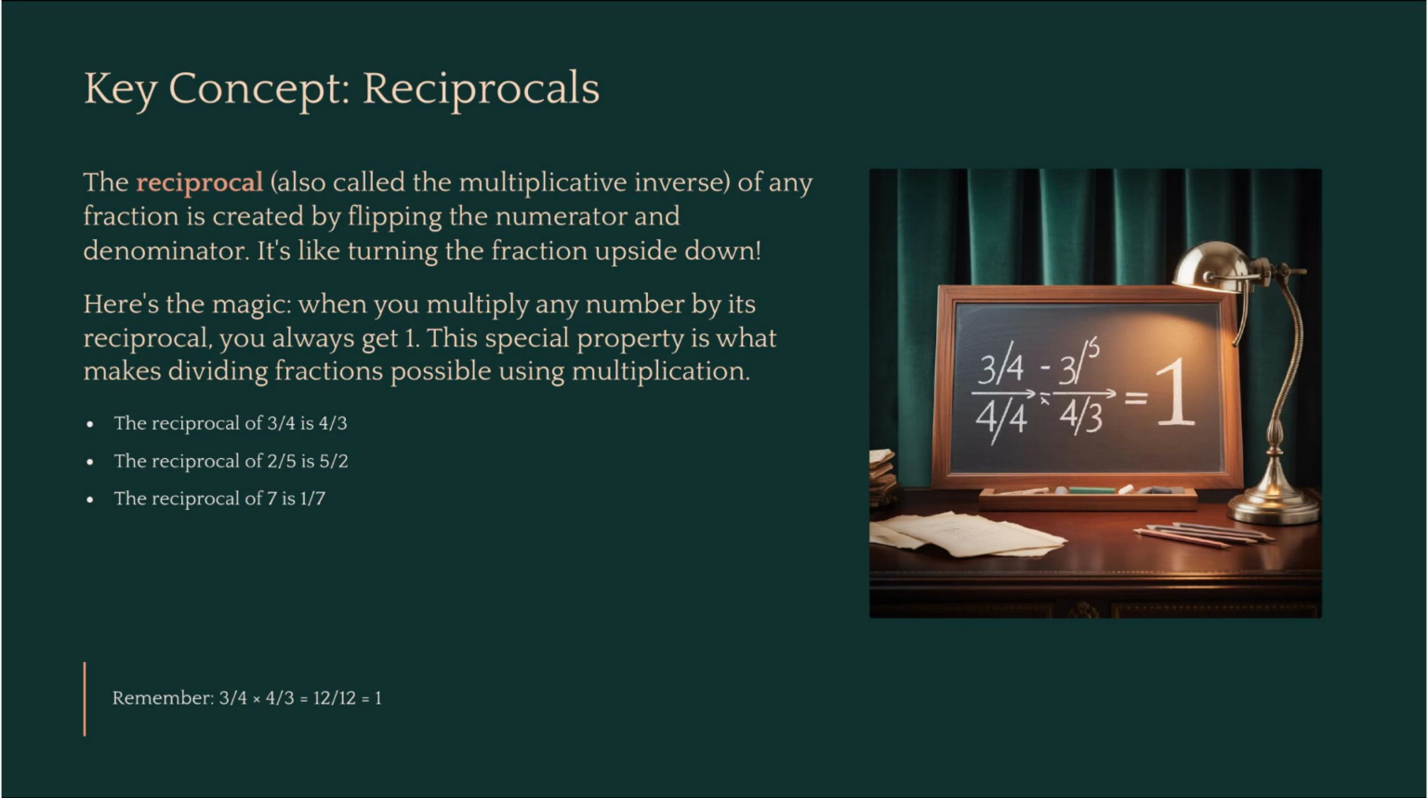Before we can divide, we need to understand the concept of a reciprocal. The reciprocal, also called the multiplicative inverse, is what you get when you simply flip the fraction. The numerator becomes the denominator and vice versa. For example, the reciprocal of 3/4 is 4/3. Why is this important? Because any number multiplied by its reciprocal always equals 1. This property is the mathematical reason the division method works.